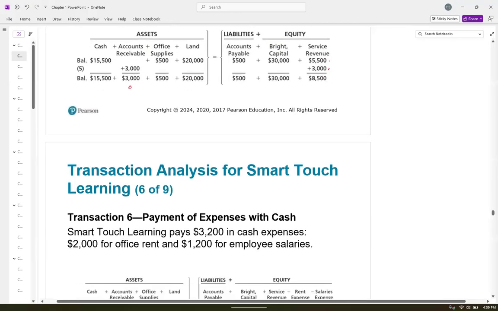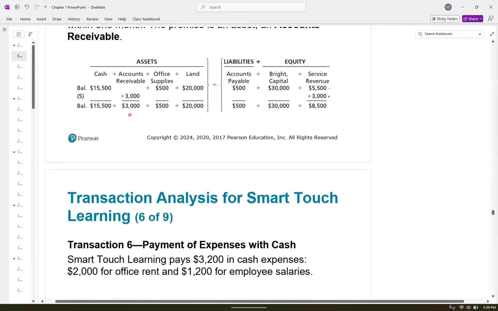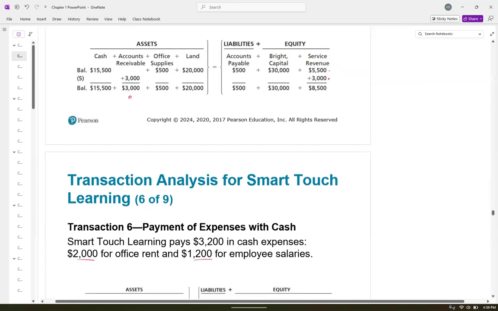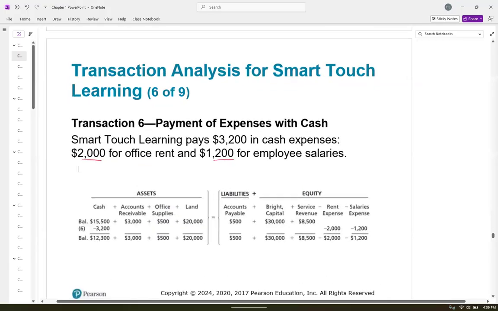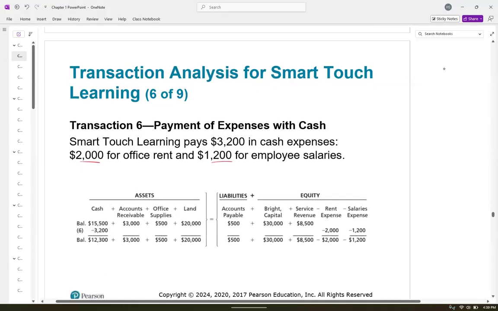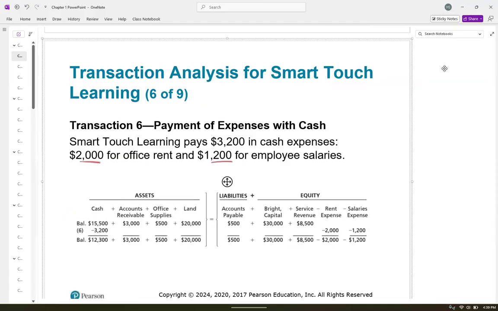We have transaction 6. We have payment for some expenses with cash. They said all of these were cash, so every single one of these will be cash expenses. Okay. Sorry, the 3,200 is the total. We have $2,000 in office rent and 1,200 in employee salaries. So they made a combined entry here. We have our $2,000 rent expense.